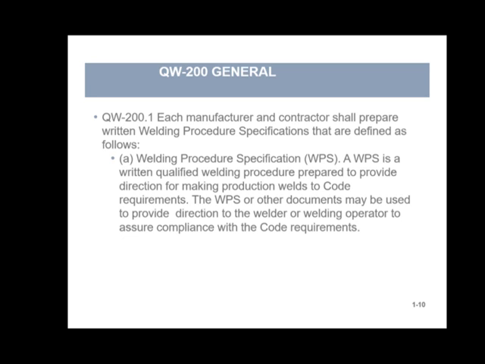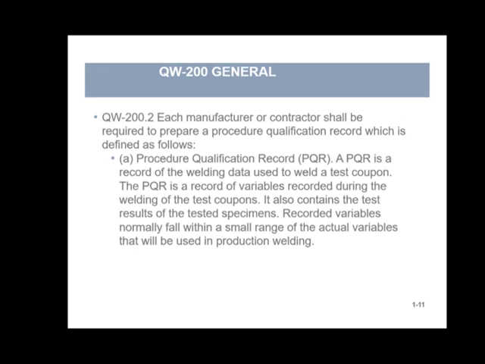Everything, all the information that he needs to make a code quality weld that is in compliance with the code, should be on that WPS. He shouldn't have to go digging in other documents looking for things. It should be on that WPS. And that's what this is telling us, that it's a written qualified welding procedure prepared to provide direction for making production welds. So from QW 200, we have what is required on a PQR.